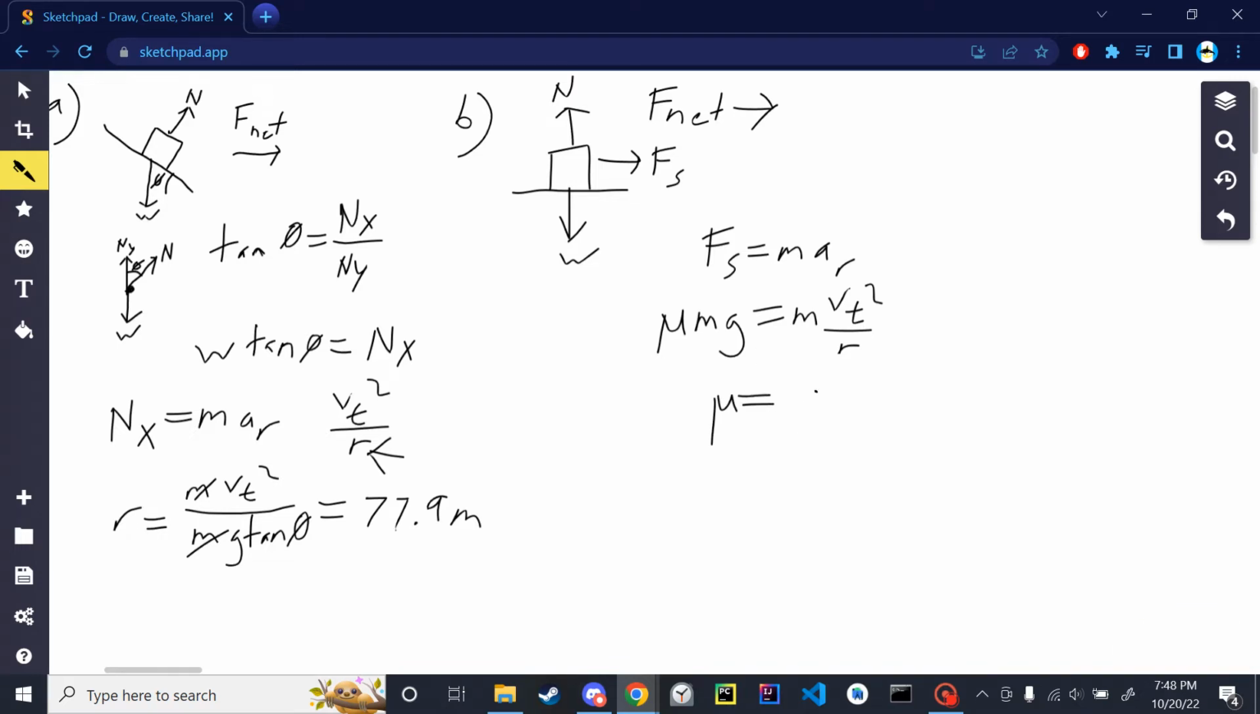So our coefficient of static friction must equal the velocity squared divided by r times g, which gets us a static friction coefficient of 0.364.